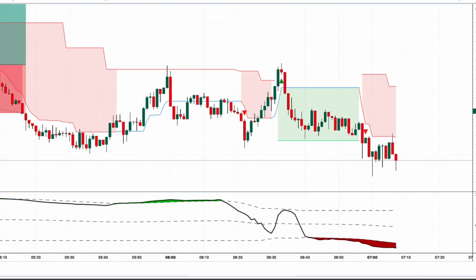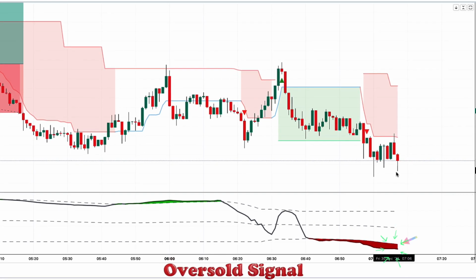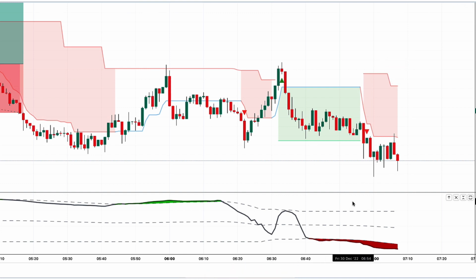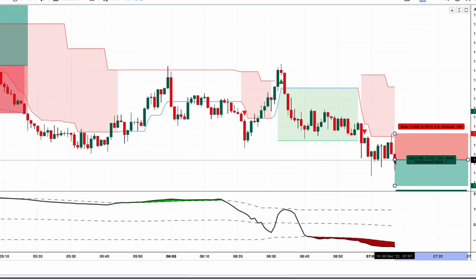We have got the signal. Here the trend trigger factor indicator gives us oversold signals. The market has made two bearish candles to give confirmation. The follow line trend indicator of the area is downtrend. So all our conditions are being fulfilled, so we are placing an order to sell.